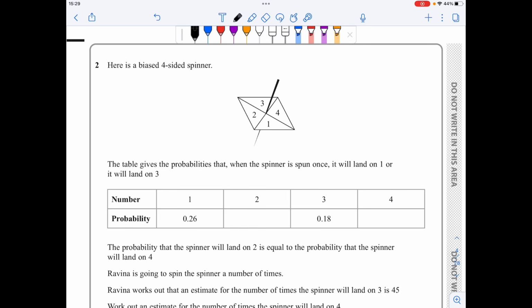In question 2, I'll start by finding the probability the spinner lands on 2 or 4. I will let this be x, so 0.26 plus x plus 0.18 plus x must be equal to 1. So 2x is equal to 0.56. x comes out to be 0.28.